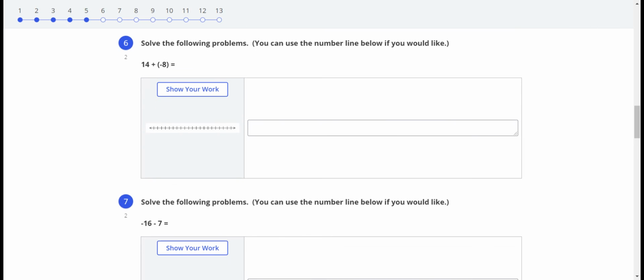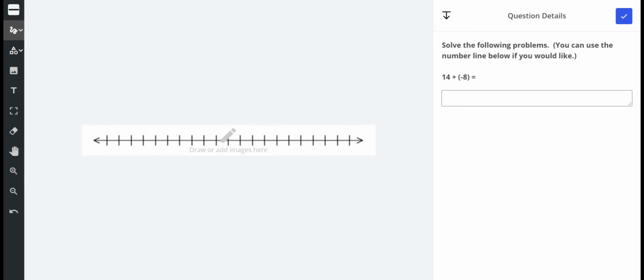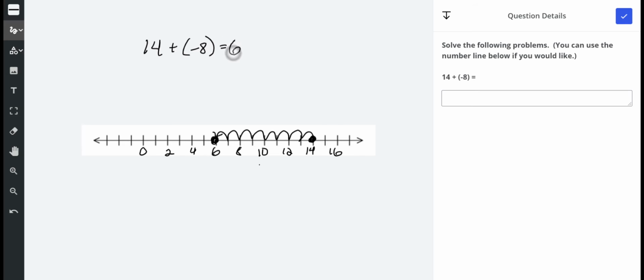Number 6, solve the following problem, 14 plus negative 8. Well, I'm going to start with 14 on the right, and I'm going to label to the right and to the left. All right, so if I start at 14 and I'm adding a negative 8, that means I'm going to the left 8. 1, 2, 3, 4, 5, 6, 7, 8, which is at 6. So my answer is going to be 6.